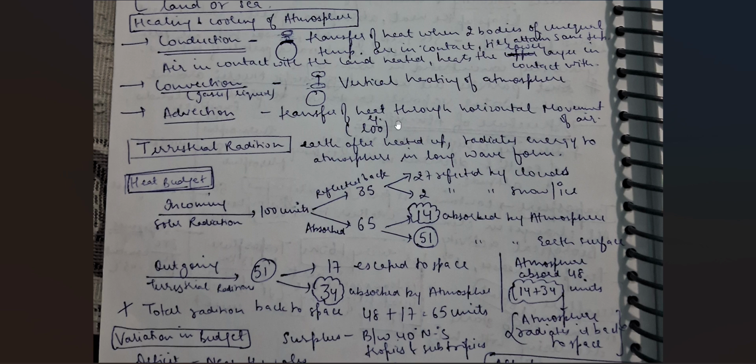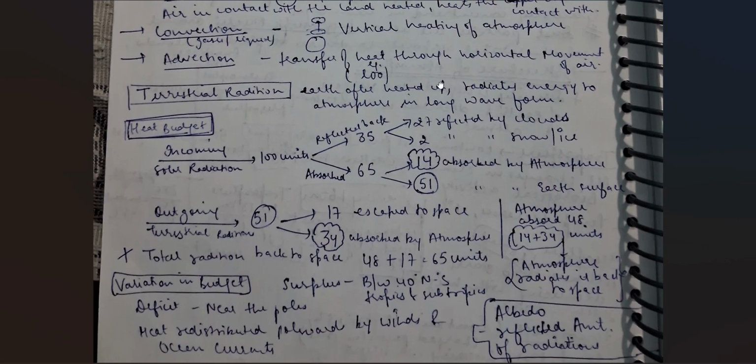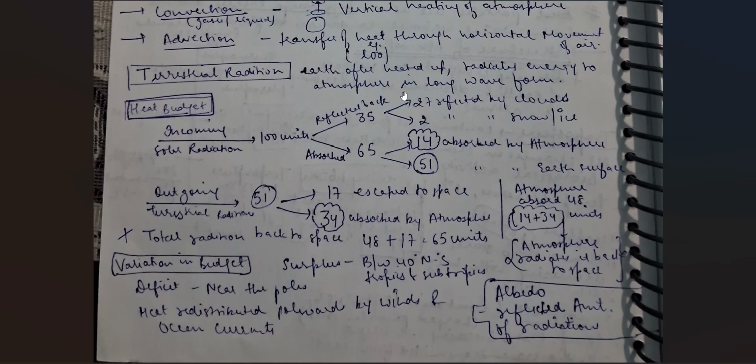So transfer of heat through horizontal movement of the earth. This is advection, sorry. Then we have the terrestrial radiation. Now what are these? The reflected back rays from the earth's surface. Now earth after heated up, it radiates energy to the atmosphere in long wave form. So when it's heated up, it basically radiates the energy back.